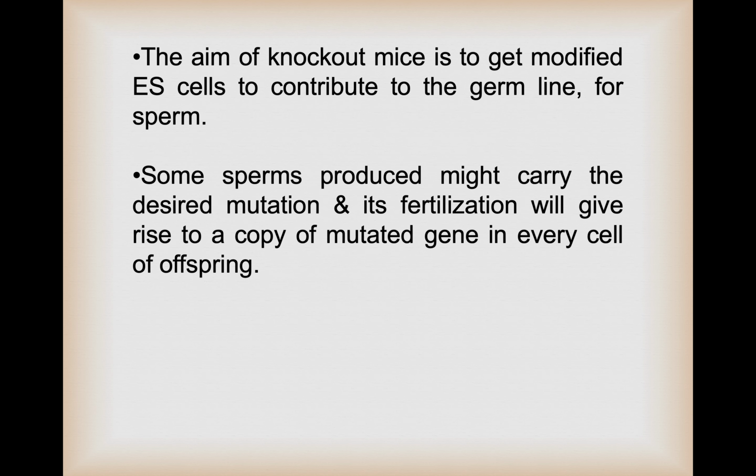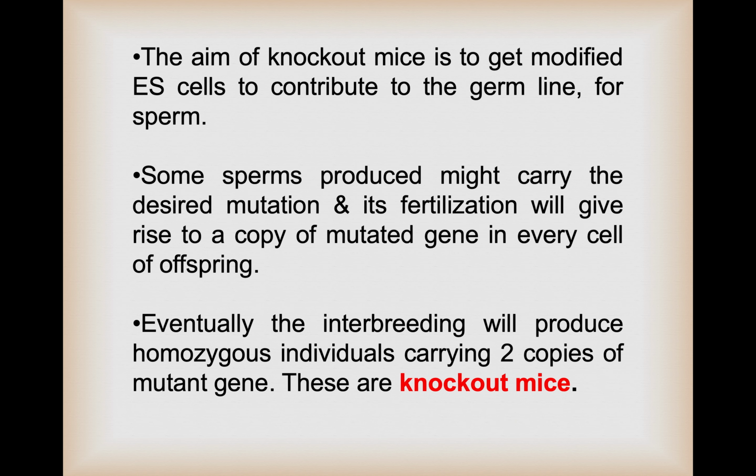Now, why do we do this? I've actually said it in two previous slides earlier on, but the aim of knockout mice usually is to get modified embryonic stem cells to contribute to the germline for sperm, because some sperm produced might carry the desired mutation, and fertilization will of course give rise to a copy of the gene in every cell of the offspring, which means that it could be integrated and inherited in the offspring and the next generation. So you need to do some interbreeding, and of course interbreeding will produce homozygous individuals carrying two copies of the mutant gene, and these are referred to as knockout mice. So remember your pedigree from last week, all those are being incorporated in.